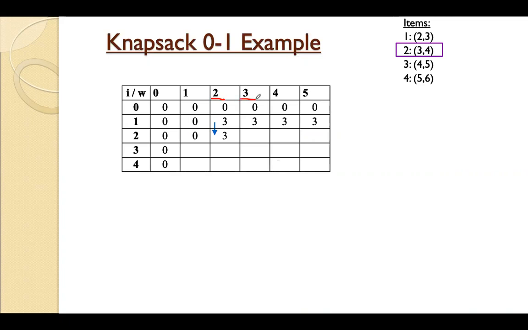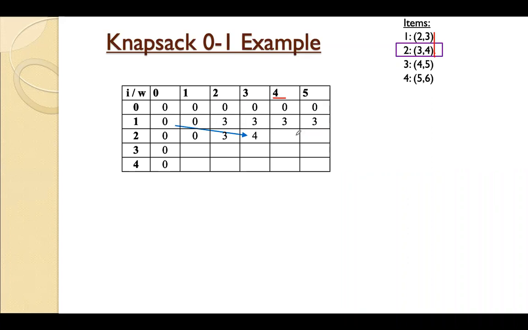But when I come to W is equal to 3, I have two items. Among these two items, which will we consider? This item, weight is 3, profit is 4. So I will write 4 here. Now, when W is equal to 4, we have to consider only these two items. W is equal to 4 means you cannot add these two items.